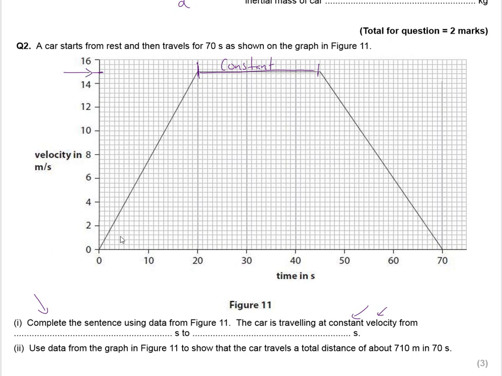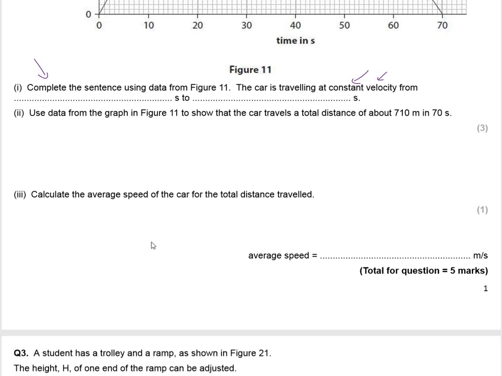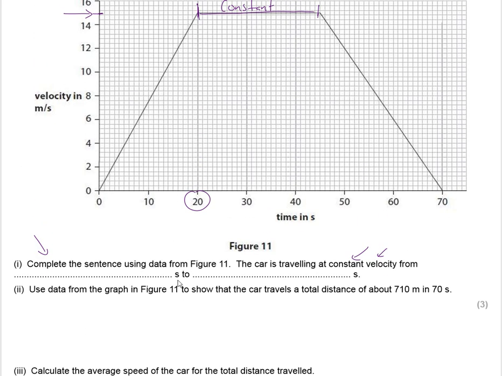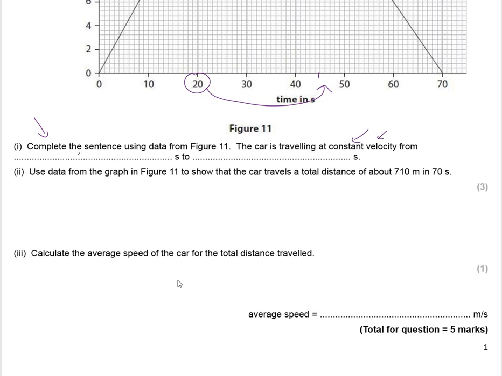So the question says between what times? So it goes from 20 all the way till this point. So from 20 all the way till this point here. So therefore, the answer for this one is going to be 20 all the way till 45, because I can see it's between there, 45. I'll count this. Okay. Now the next question is, using the data from the graph, calculate the total distance.